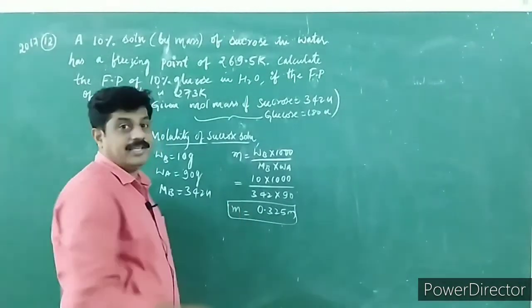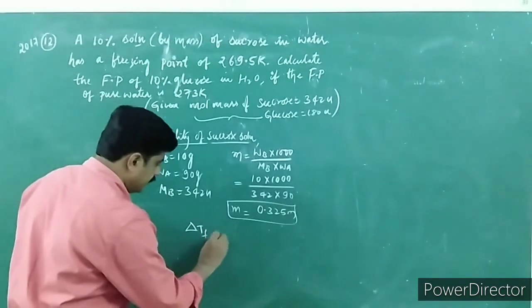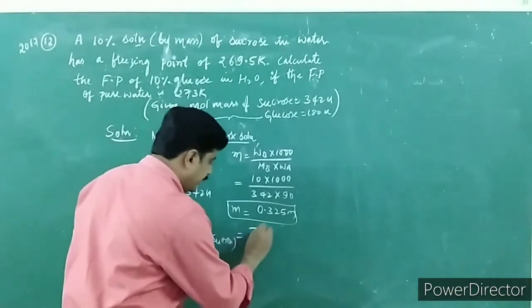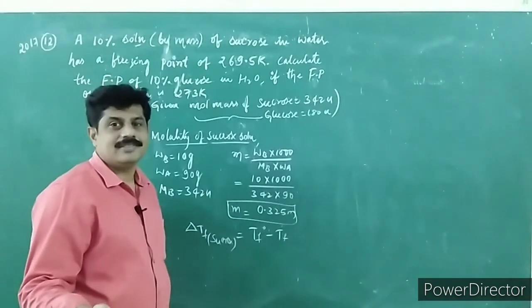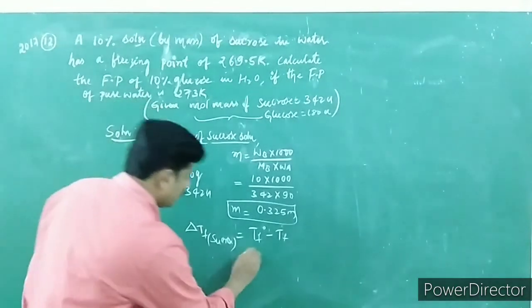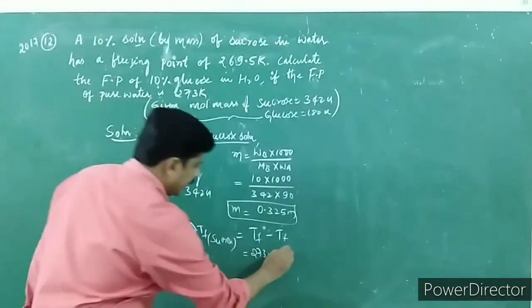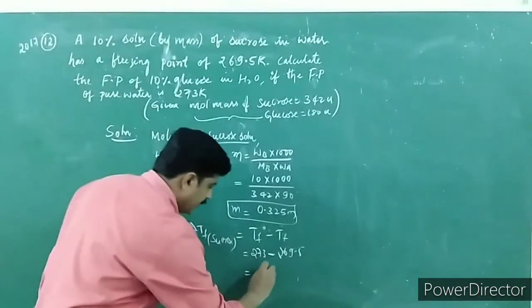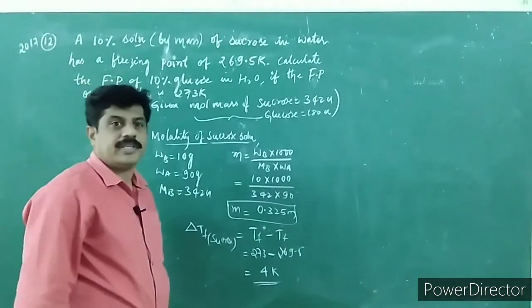Children, once we find out this, let us go for delta TF of sucrose. You know, delta TF is equal to TF naught minus TF. I know TF naught is how much? For water, it is the freezing point of pure water, that is equal to 273 Kelvin, is it not? It is equal to 273 minus TF, how much here? 269.5. Are you getting or not? Now, if you subtract that, you are going to get delta TF is equal to 4 Kelvin.